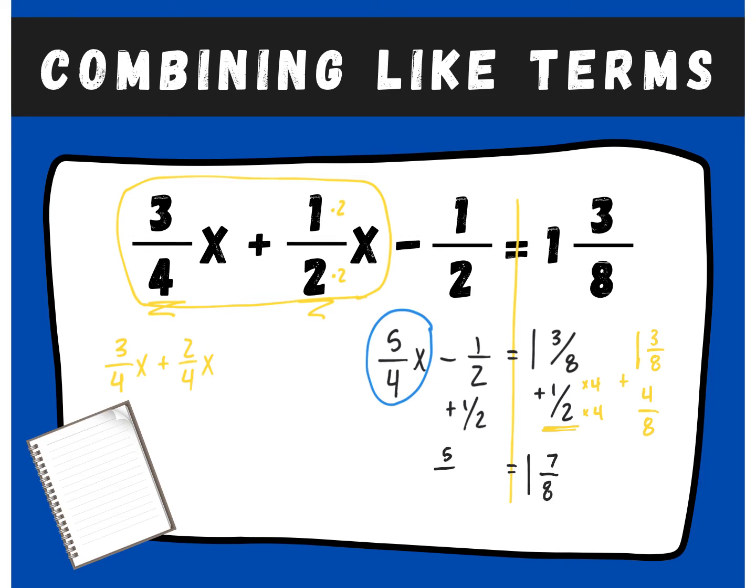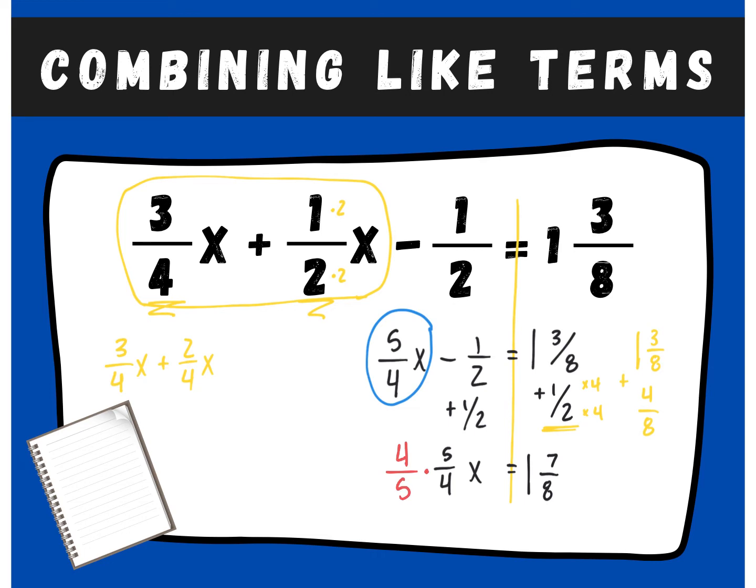I'll bring down my 5/4 x, and I can see that I only have one step left. In the last video, we talked about how when you've got a number right next to the variable, those are being multiplied. So 5/4 is being multiplied by x. In order to undo multiplication, we divide. But when we're dividing a fraction, it's easiest to multiply by the reciprocal. So that's what I'll do here.